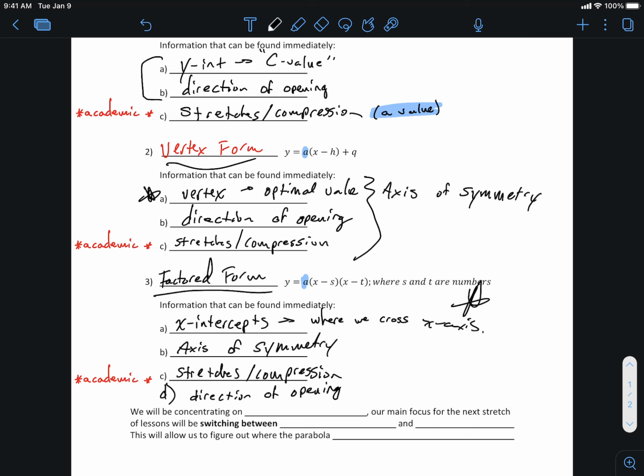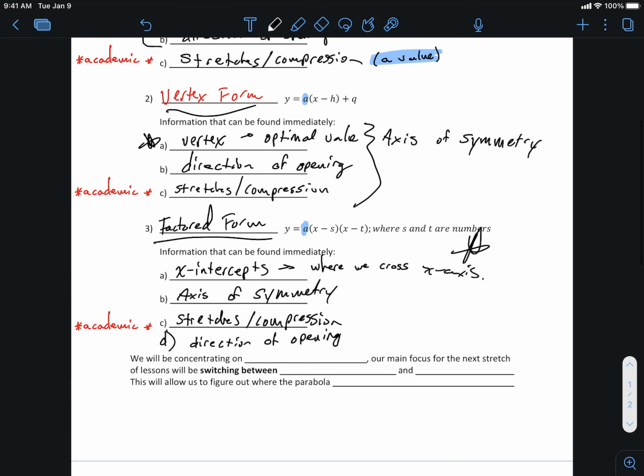So just down at the bottom, we'll be concentrating on factored form. I think I wrote that at the top. Maybe I'll write this in blue so you can see it. So that's where we're going to be concentrating, this form right here. I'm going to jump over to another lesson in a minute, and we're just going to run through some stuff. I'm going to introduce you to factored form.